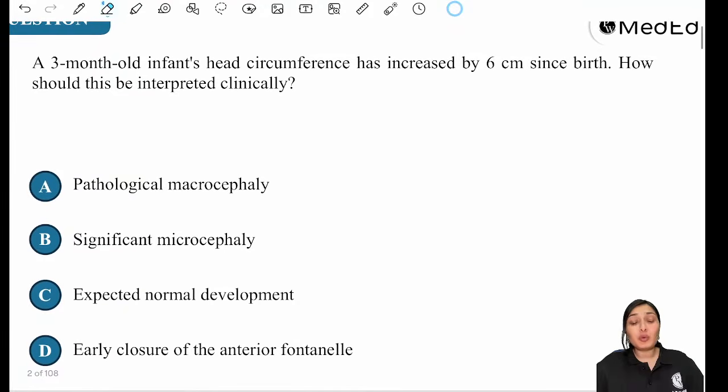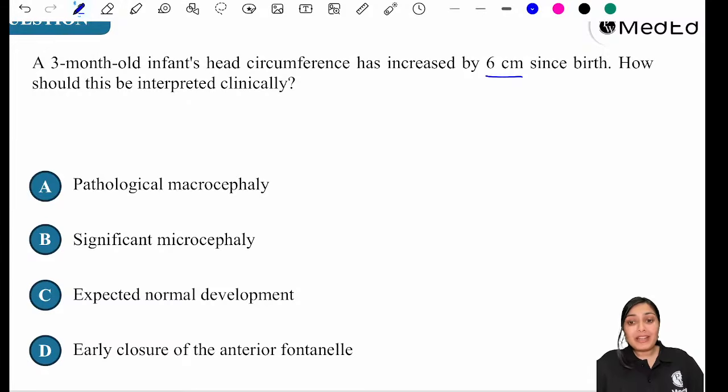We have a 3-month-old infant whose head circumference has increased by 6 centimeter since birth. How should you interpret this clinically? The first option says that it is pathological macrocephaly. The second option says that this is significant microcephaly. The third option says that this is expected normal development for the child. And the fourth is early closure of the anterior fontanelle. So what do you think would be the correct answer over here?